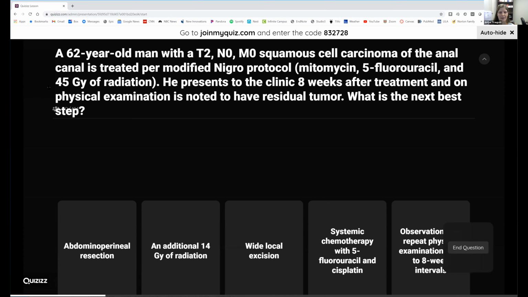So for our next patient, he's a 62-year-old man with a T2N0M0 squamous cell carcinoma of the anal canal, who's treated per modified Nigro protocol, which is mitomycin, 5-FU, and 45 gray of radiation. He presents to the clinic 8 weeks after treatment and on physical exam is noted to have residual tumor. What is the next best step? So your choices are APR, an additional 14 gray of radiation, wide local excision, systemic chemotherapy with 5-FU and cisplatin, and observation with repeat physical exam at 6 to 8 week intervals.